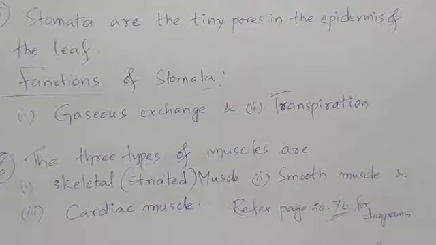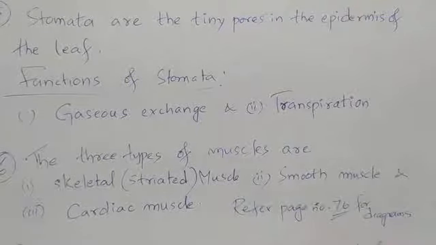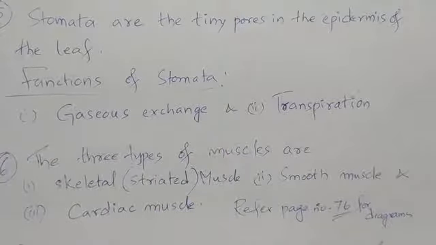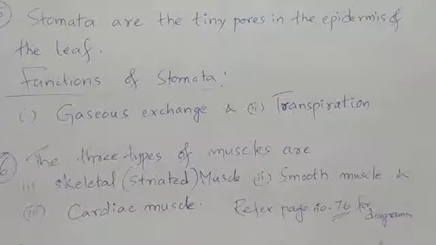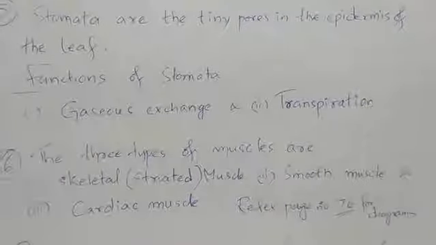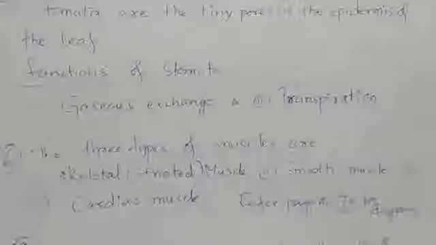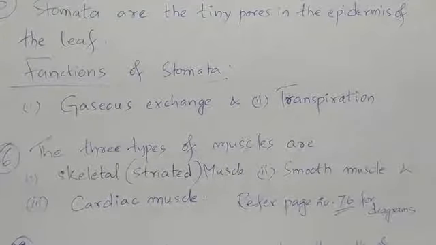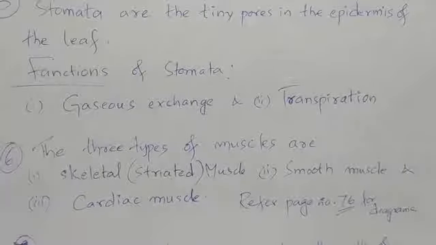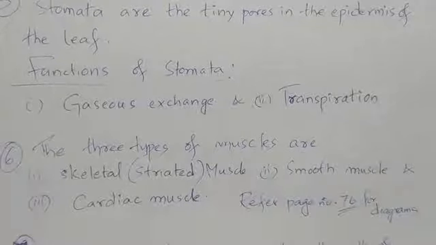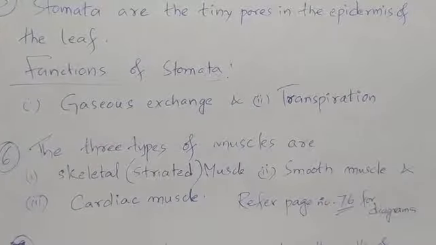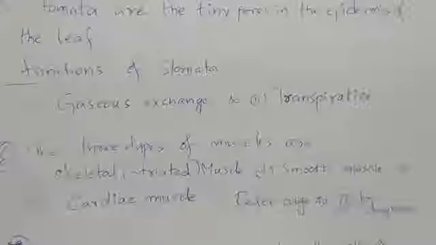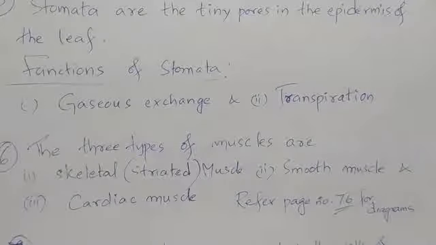Next, diagrammatically show the difference between the three types of muscle fibers. What are the three types of muscle fibers? Skeletal muscles, cardiac muscles, and visceral muscles. Both skeletal and cardiac muscles have striations. Visceral muscles or smooth muscles do not have striations. For a diagram, you can refer to page 76.